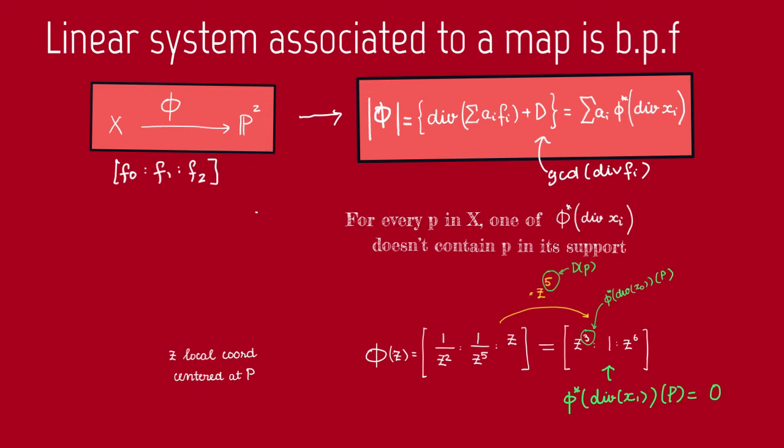And that point will correspond to the pullback of some divisor of one of the xi. So that means phi star of the divisor of one of the xi is not going to have P in its support, and this is true for every P. So then we see that there is no P that can actually lie in the support of all of the divisors in this linear system, because they can't even lie in the common support of the pullback of the divisors of the xi. And thus, we showed that this linear system is basepoint free.